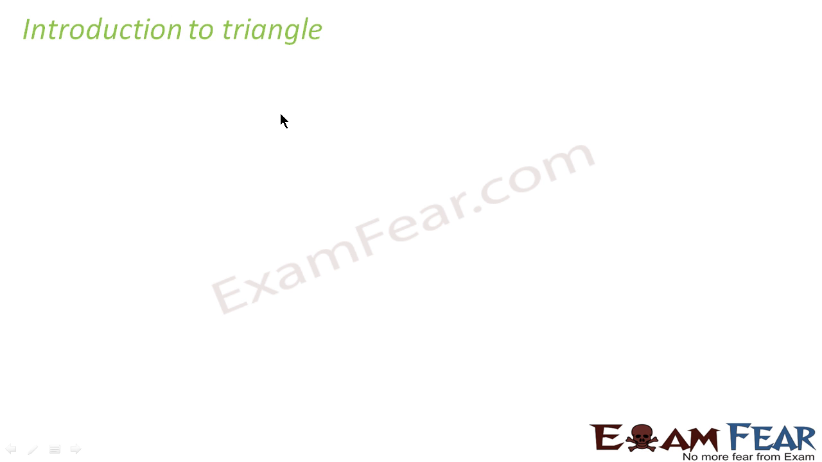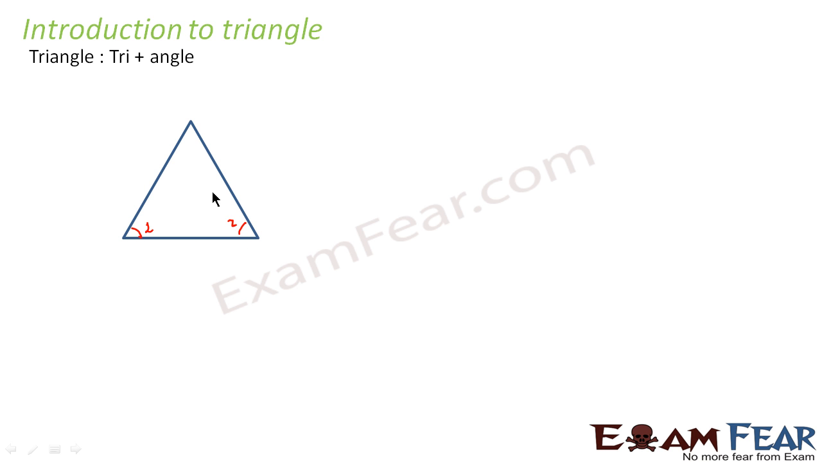What is triangle? Triangle means tri plus angle. That means anything that has three angles is called triangle. For example, let's take this figure. This figure has three angles. Angle 1, angle 2 and angle 3. You draw any figure which has three angles. For example, this is a triangle because it has three angles.